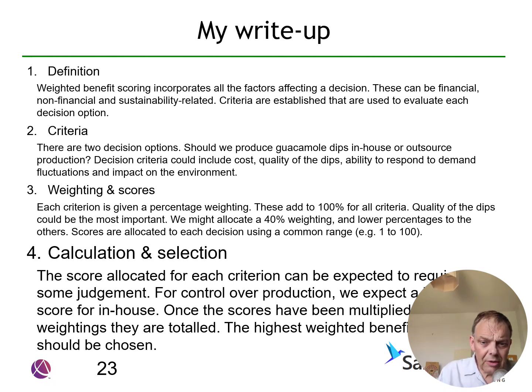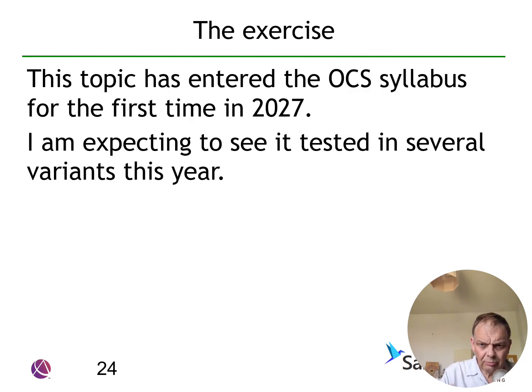Once the scores have been multiplied by the weightings, they are then totaled, and the highest weighted benefit should then be chosen. End of answer. This topic has entered the syllabus for the first time.